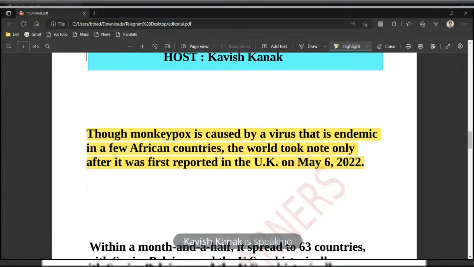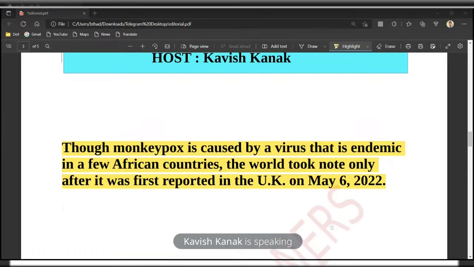So what happened, on 6th May, a UK resident was found contaminated by this virus, and it was because he had visited Nigeria a few days back. So people, especially in the Western countries, started taking concern that this virus is now spreading. And just after that, we will check out what happened. Within a month and a half, it spread to 63 countries.